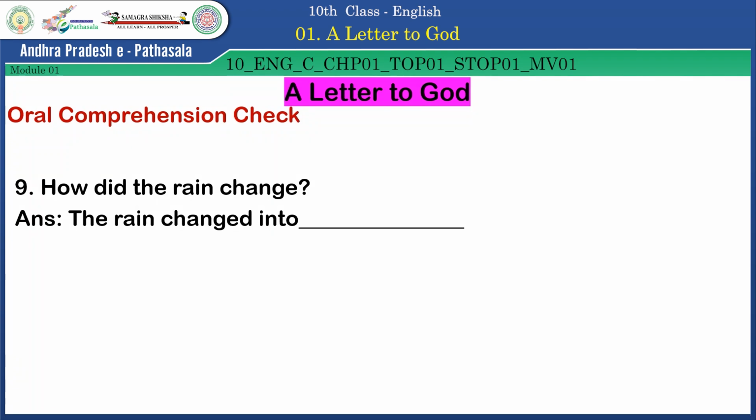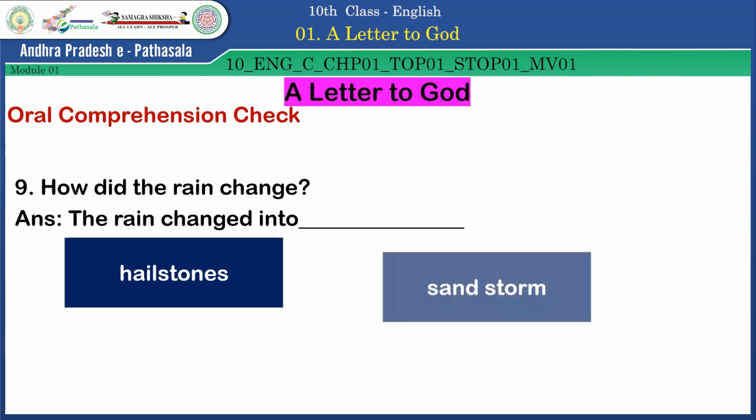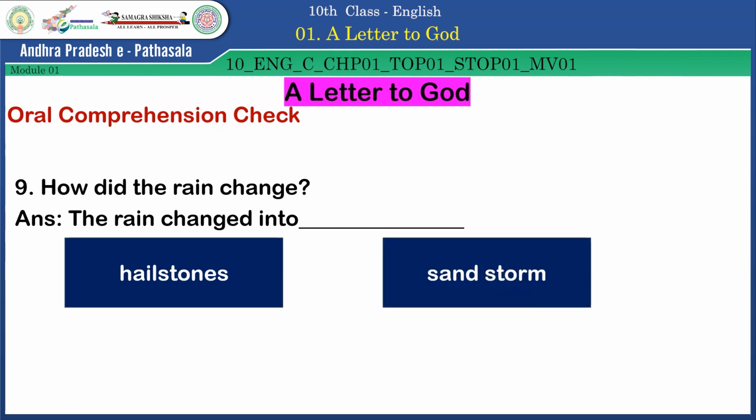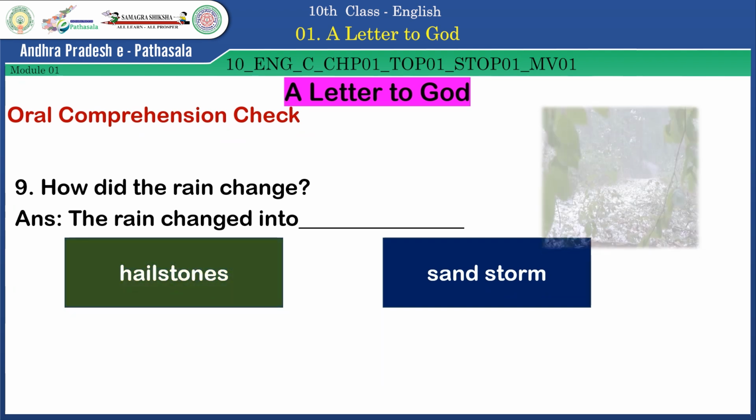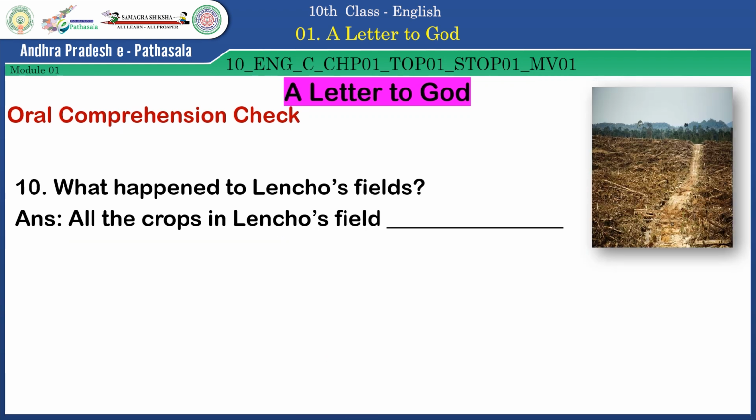The next question is, how did the rain change? Answer: the rain changed into dash. The options given are hailstones, sandstorm. What's the right option? Yes, the rain changed into hailstones. Yes, well done. Here comes one more question.